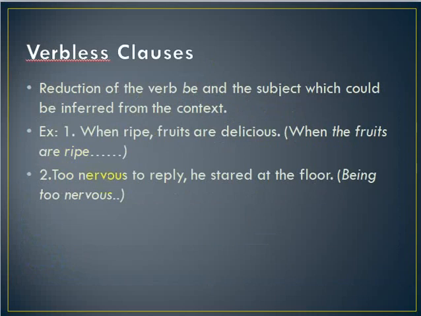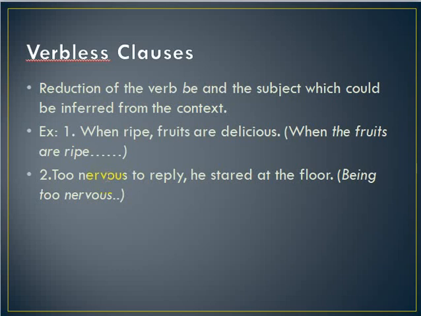Yes. Now verbless clauses. The verbless clause can be defined as a reduction of the verb be and the subject, which could be inferred again from where? From the context. So the context is highly, significantly important. Okay? The context is everything. Whenever you use language, there must be a context. Without context, we cannot interpret, we cannot convey meaning.